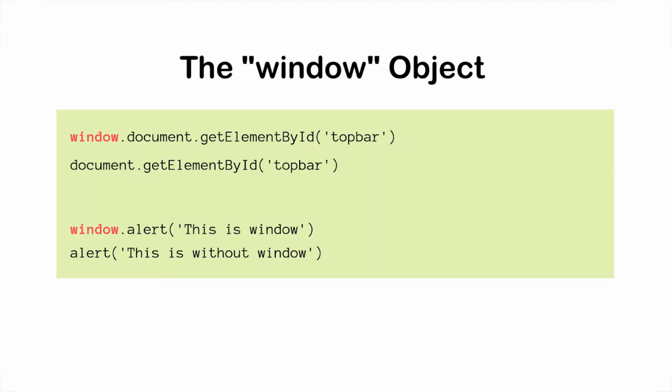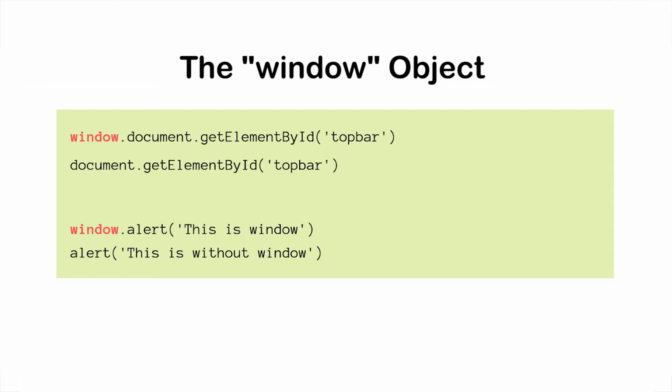To access the browser object model, you can use the window object. For example, window.document.getElementById, or you can simply use document.getElementById. So we can access it without the window object because all the global JavaScript objects, functions, and variables automatically become members of the window object.